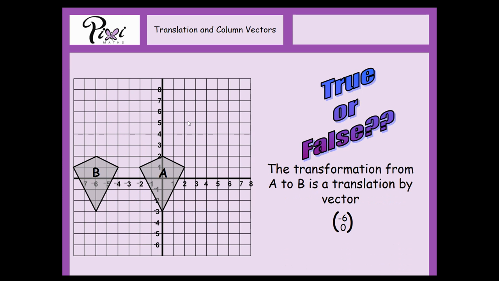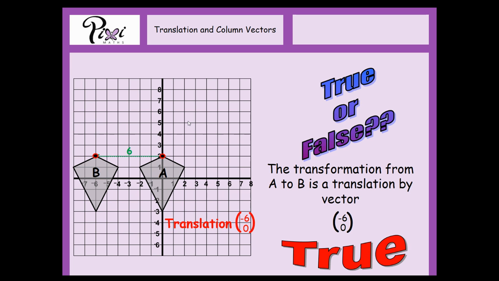And one more, we have a look at this one, again, decide whether you think it's true or false. And if we pick a corresponding point, we then want to make sure that we are going 6 to the left, and we're not going any up or down, and hence it's true.